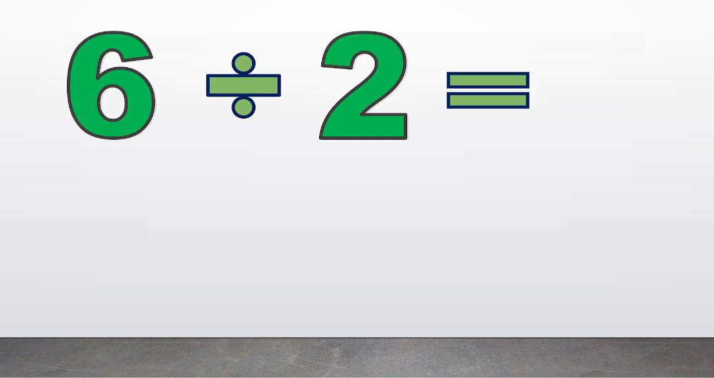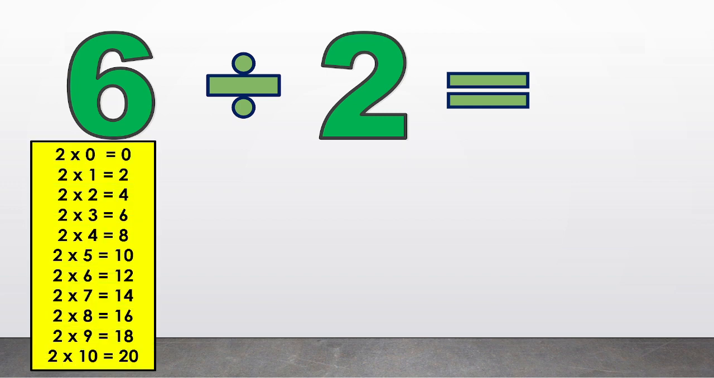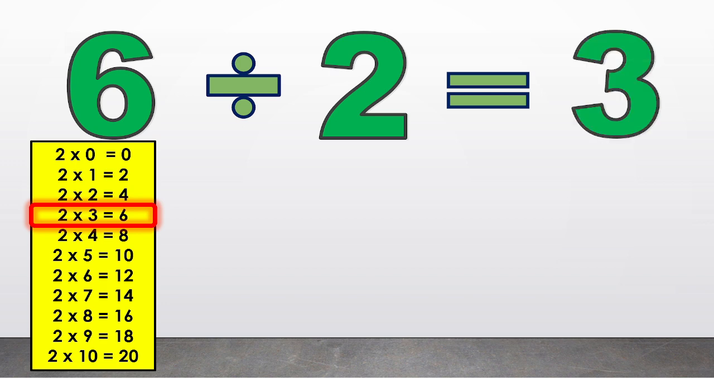Another solution. 6 divided by 2. How many 2 will it take to make 6? We will recall the multiplication table of 2 to help you divide faster. We will use 2 times 3 equals 6. So, 6 divided by 2 equals 3.